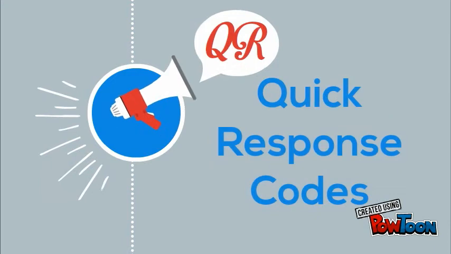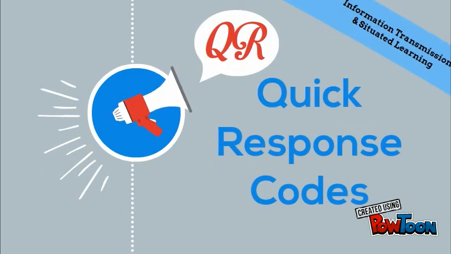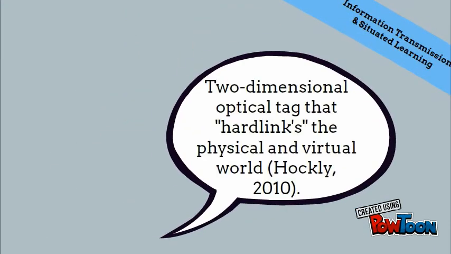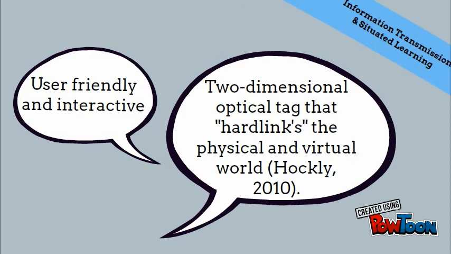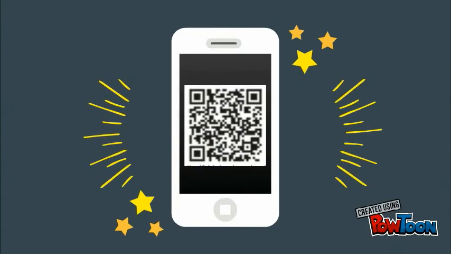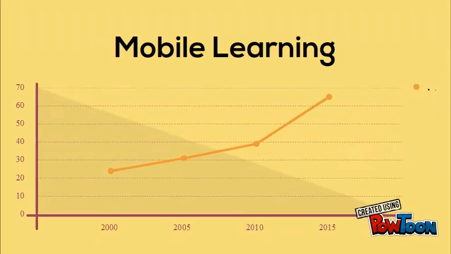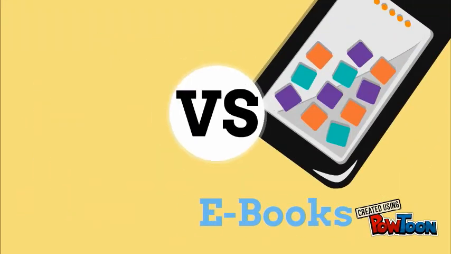Quick response codes embody both an information transmission and situated learning approach. They are 2-dimensional optical tags that provide a hard link between the physical and virtual world. QR codes are user-friendly and highly interactive. With one scan, you are easily linked to varying multimedia content. Have a go! Scan this QR code with your device and you will be directed to the Human Biology Interactive online learning site.